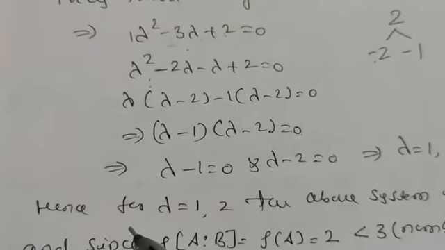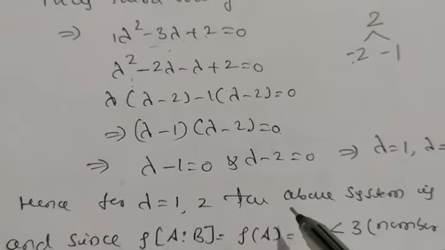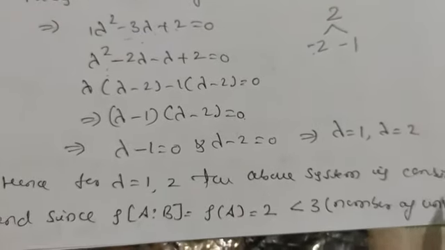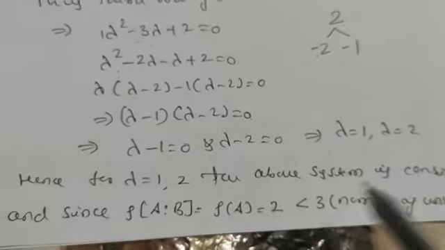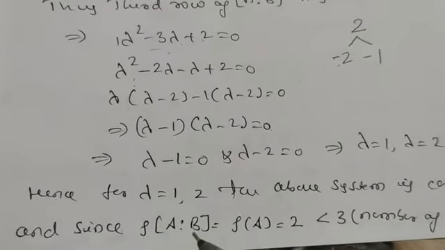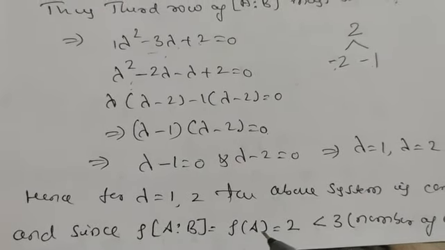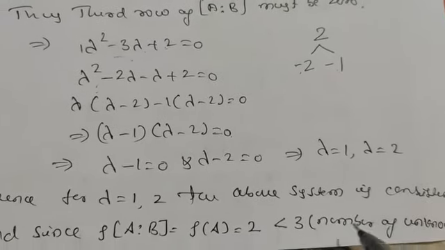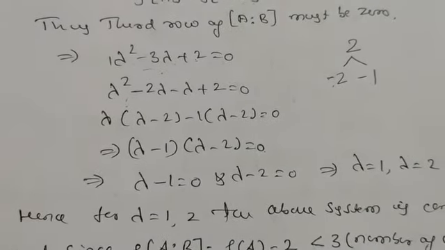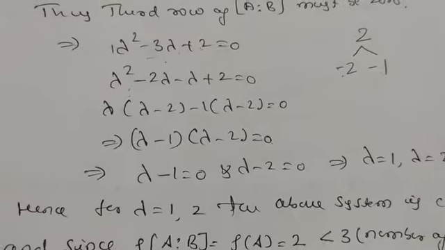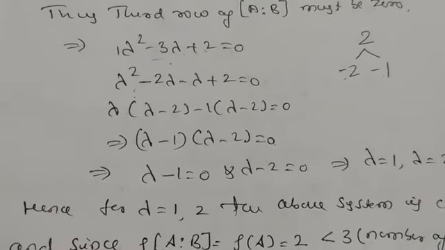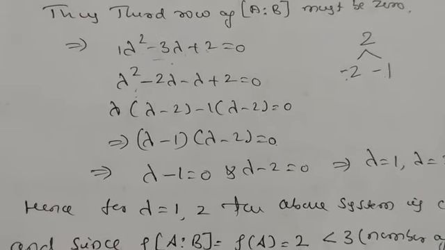So here, lambda equals 1 and 2, the system is consistent, since the rank of A is equal to the rank of AB, which is equal to 2, that is, less than the number of unknowns. For these two values, the system is consistent, that is, lambda equals 1 and lambda equals 2. So half the part is over.